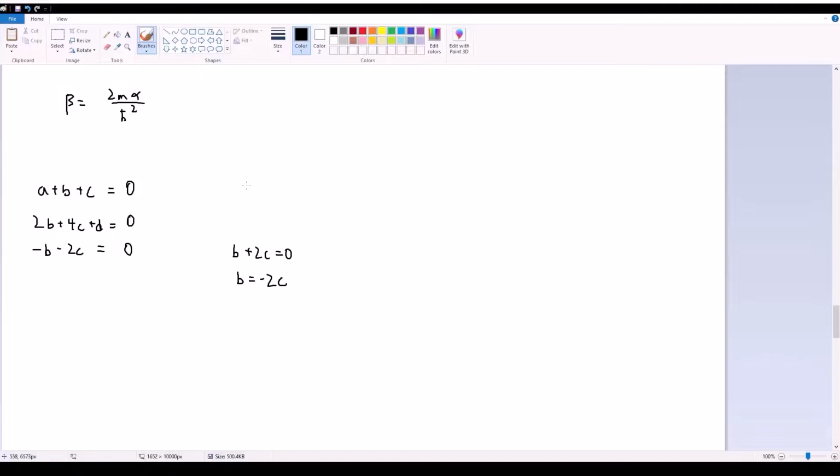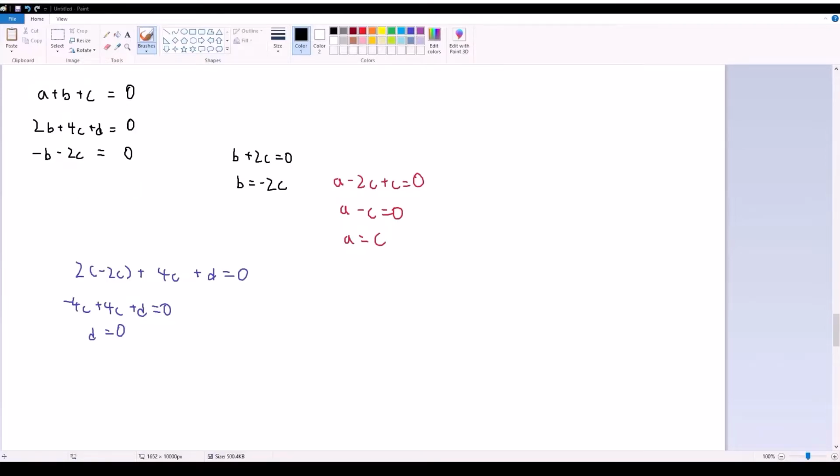In that case, if I plug this into the top equation, then I get A minus 2C plus C is equal to 0, which means that A minus C is equal to 0, or A is equal to C. And then if I plug that into the middle expression, then I get 2 times B, which is negative 2C, plus 4C plus D is equal to 0, or negative 4C plus 4C plus D is equal to 0, or just D is equal to 0.